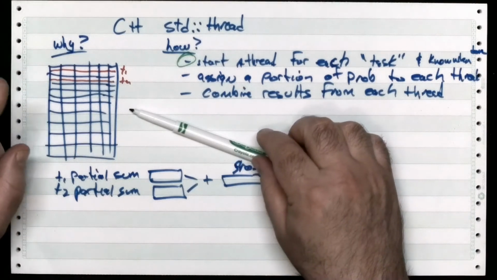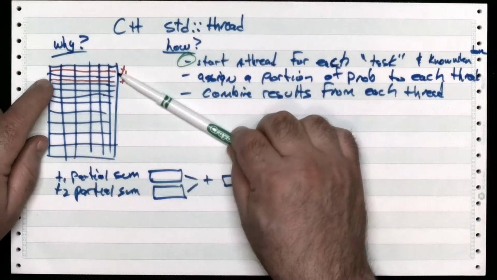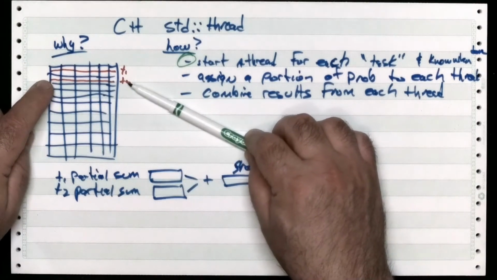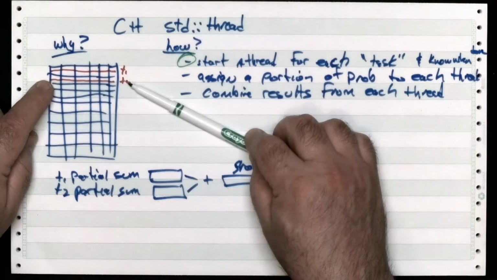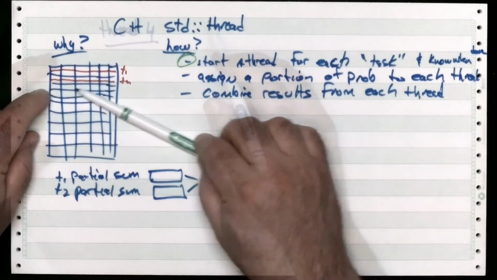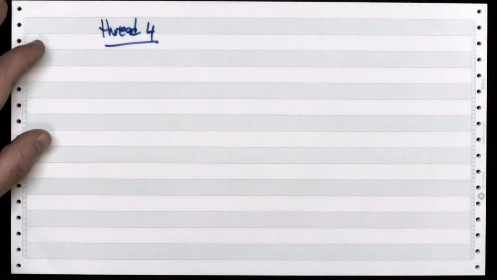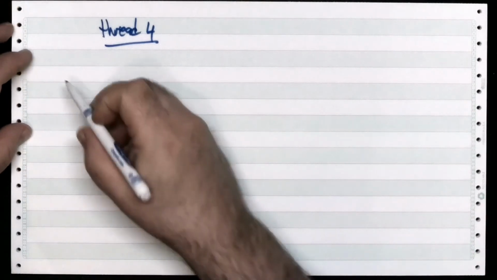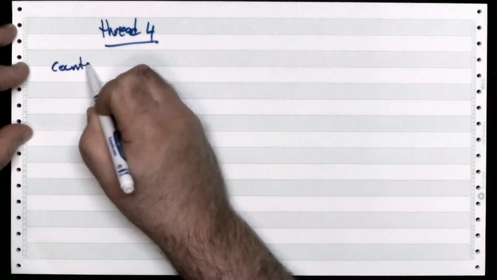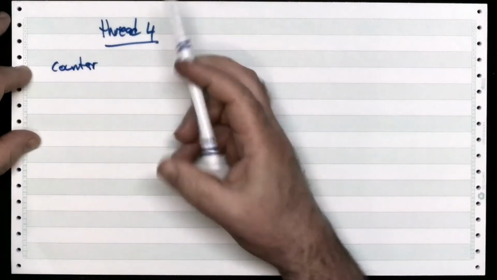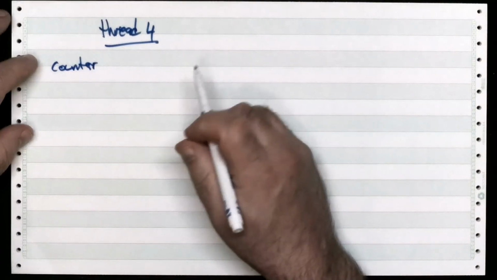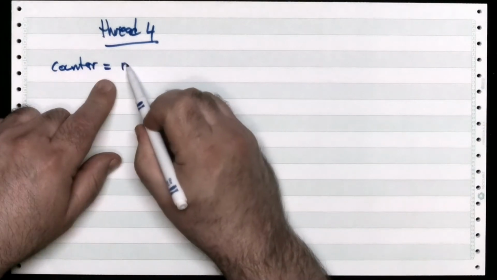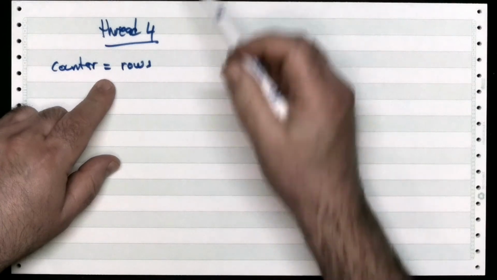Let's move on to the other one, where at the end of each row, thread 1 has to figure out what thread 2 is doing and decide what row it should be doing next. So in thread example number 4, what we're going to do is we're going to have a counter. And for whatever reason, I decided it was easier to count down instead of up. So I'm going to start it equal to the number of rows that we want to add up.